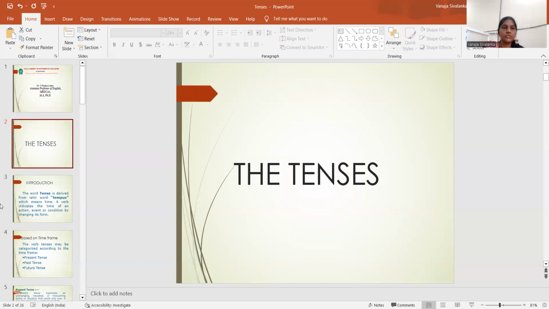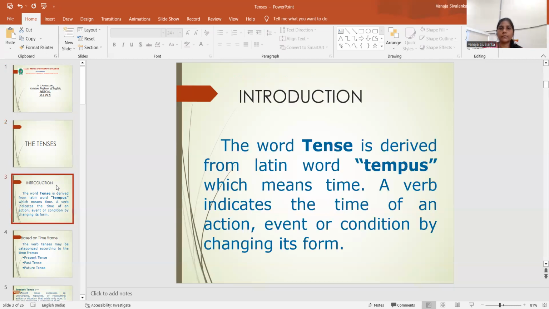What do you mean by tenses? The word tenses is derived from the Latin word tempus. It is a form of a verb which indicates the time of the action, whether the action is completed, going on, or is going to happen. I have said that tenses is a form of a verb. Then what is a verb? A verb is a word which indicates action, state, or possession.